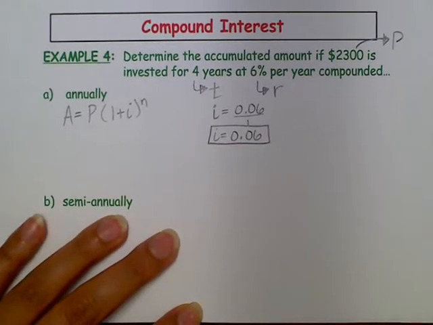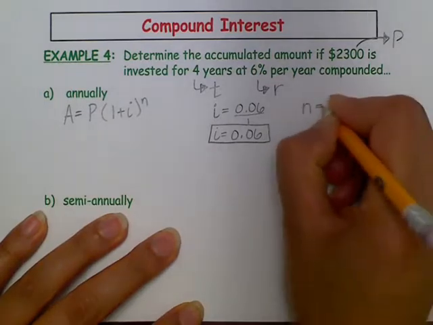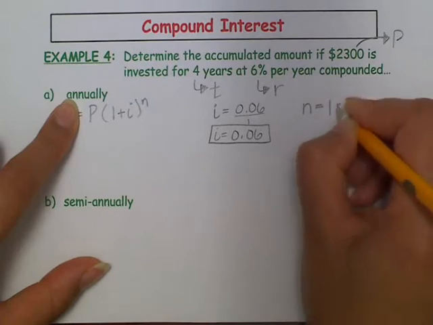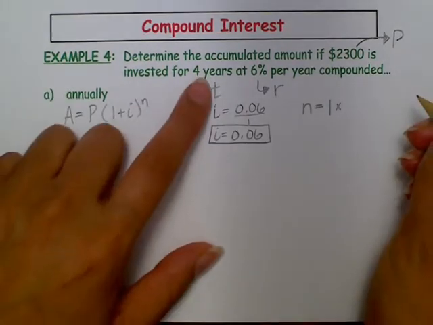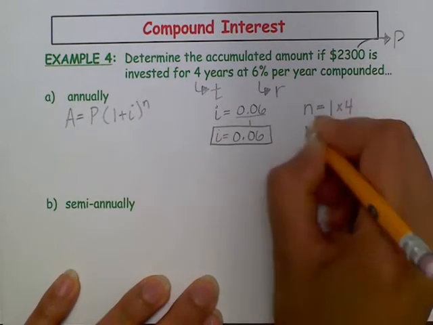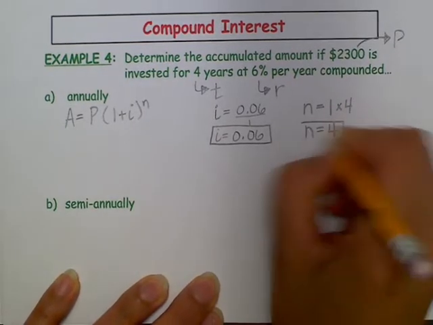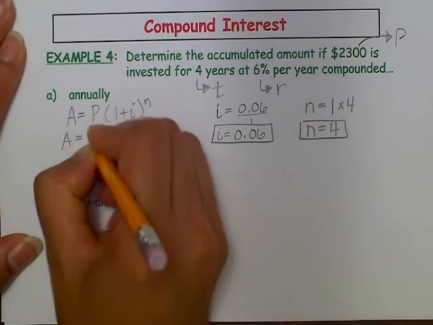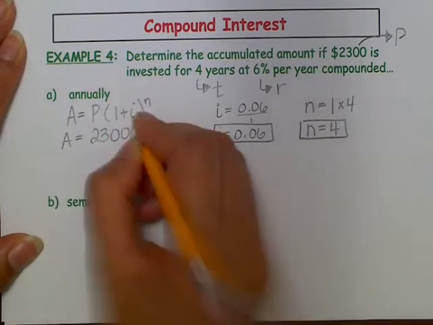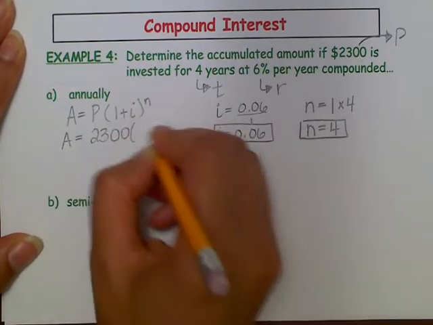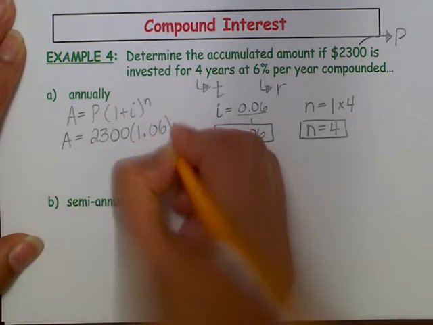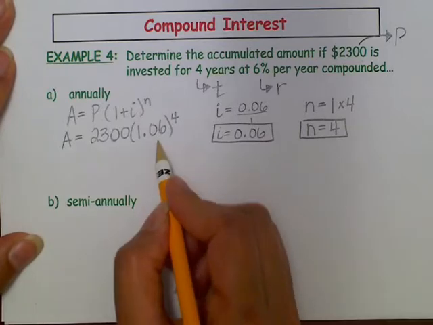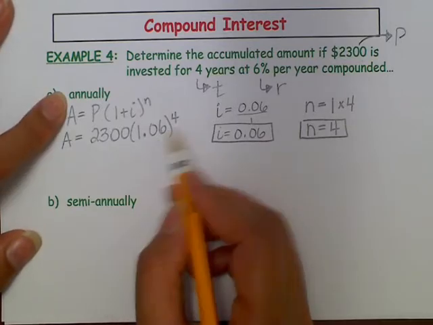Okay, the number of compounding periods. Because this is annual, I'm only earning interest once a year, and I'm earning interest once a year for 4 years. So the number of compounding periods I'll have is 4. Okay, let's plug in the information we know. A equals, principal amount is $2,300. I is equal to 0.06, so 1 plus 0.06 gives me 1.06. And the number of compounding periods is 4. And so that makes sense because this is 6% interest per year. And at the end of each year for 4 years, I have 4 compounding periods.